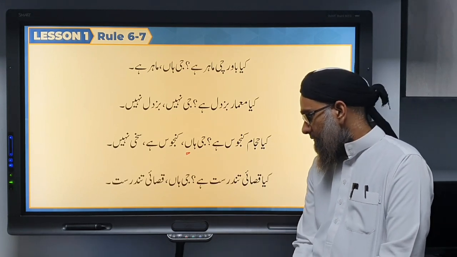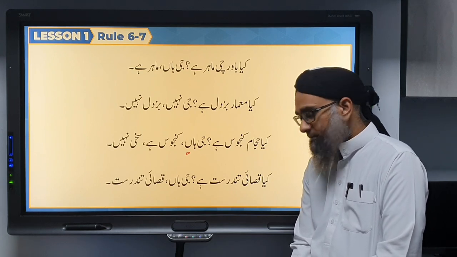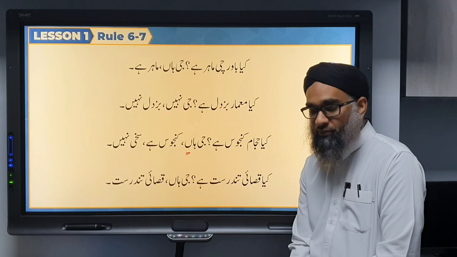Kya qasai tanurust hai? Ji haan, qasai tanurust. Is the qasai a judge? No. Qasai is?